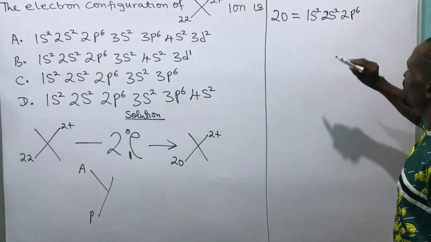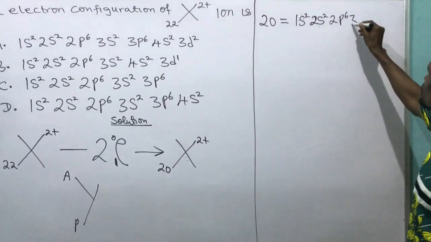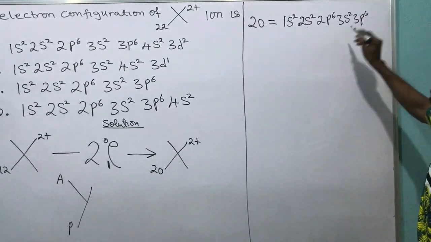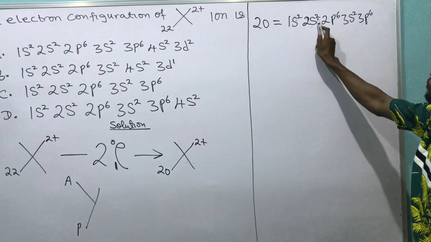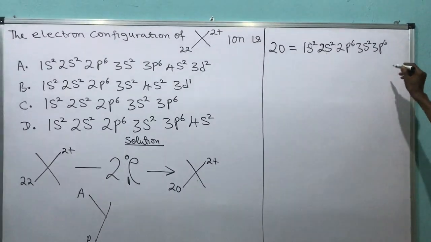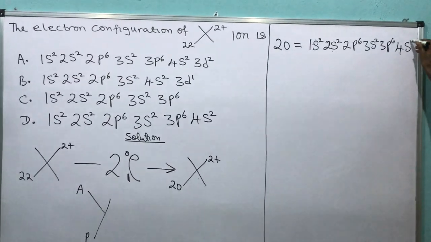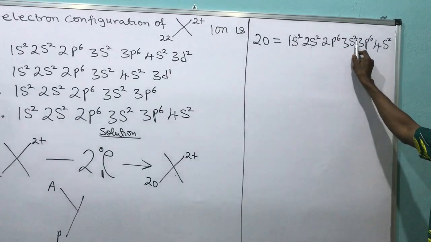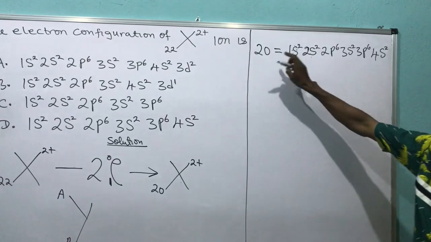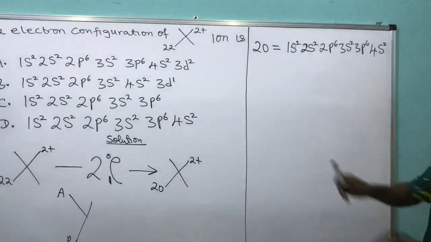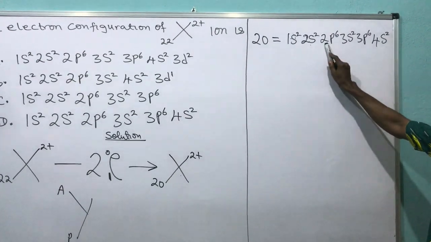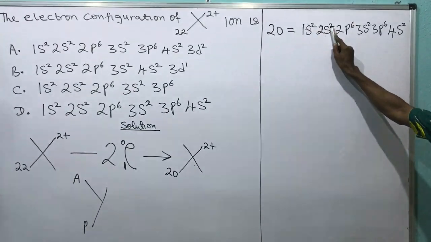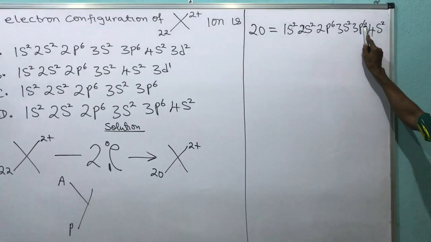And I will have 3s2 and 3p6. I have 2 plus 2, 4, plus 6, 10, plus 2, 12, plus 6, 18, and then 4s2 gives me 20. That means I have exhausted the electrons. So 1s2, 2s2, 2p6, 3s2, 3p6, 4s2. Count it: 2 plus 2, 4, 6, 10, 12, 18, and 20.